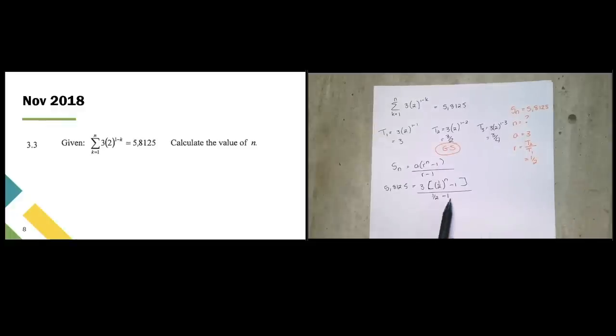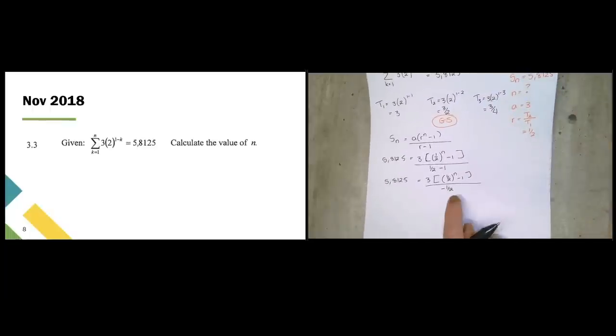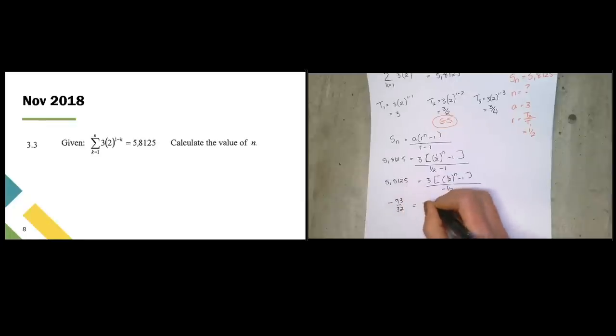Okay, let's solve the half minus 1 at the bottom first. 5.8125 equals 3 in brackets, a half to the power of n minus 1. A half minus 1 is negative a half. I want to get rid of the denominator. If I multiply both sides by negative a half, I get negative 93 over 32 equals 3 times in brackets, a half to the power of n minus 1.